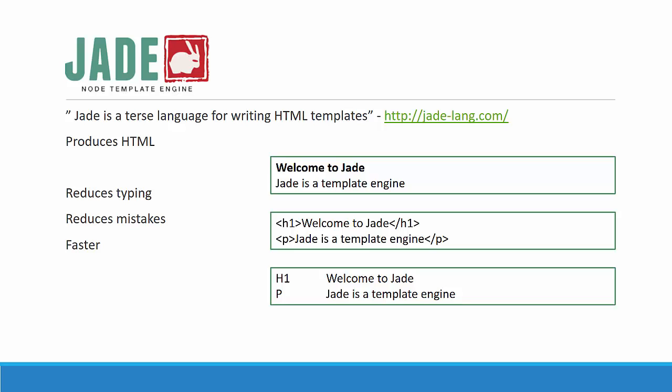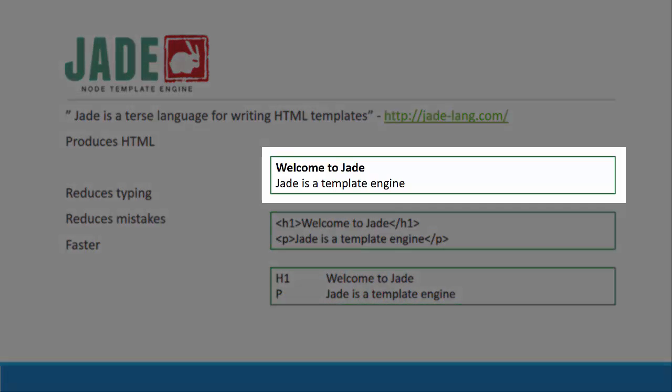First, let's take a look at Jade. If you visit Jade's official website, you'll get this description of what Jade is. Jade is a terse language for writing HTML templates. This basically means that Jade is a language that produces HTML. Let's take a quick, simple example for better understanding what Jade is and what Jade does.